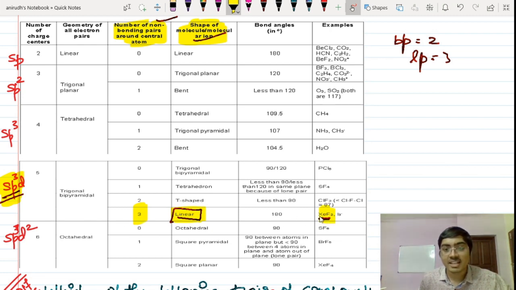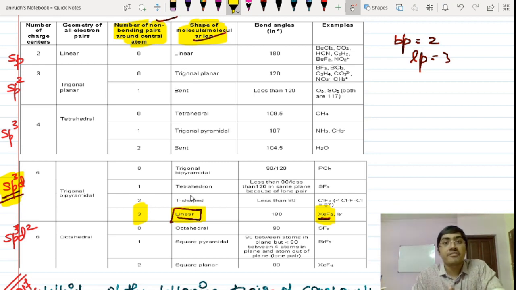And they have given an example of XeF2. So this third column and fourth column are supposed to be remembered by you at any cost. If you want to solve questions in the NEET exam, some way or the other you are supposed to remember this column and this column, right? And that will be sufficient for you to solve all questions in the NEET exam. Because you can directly get the hybridization by any method.